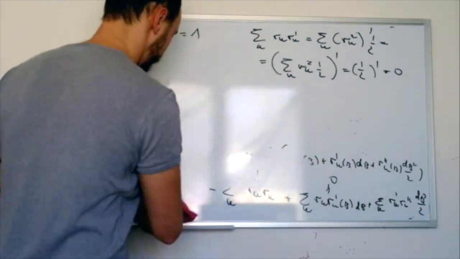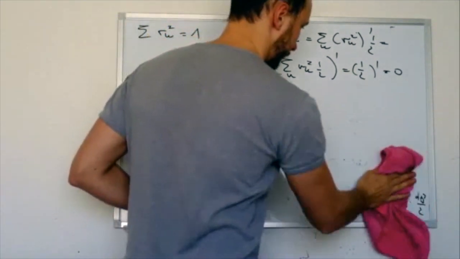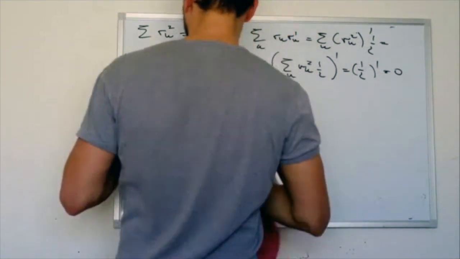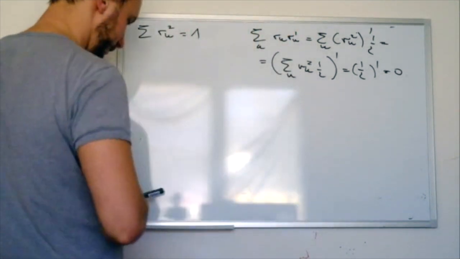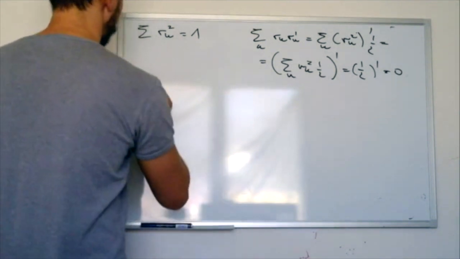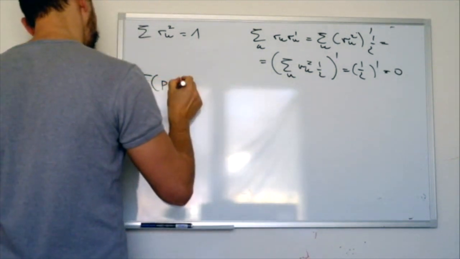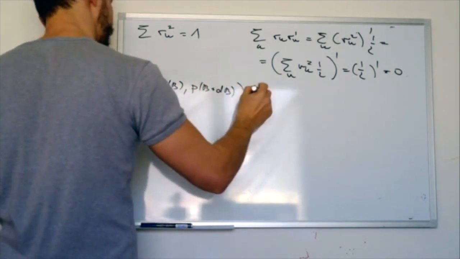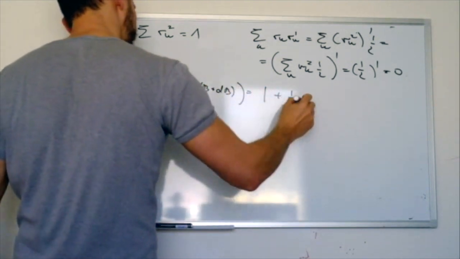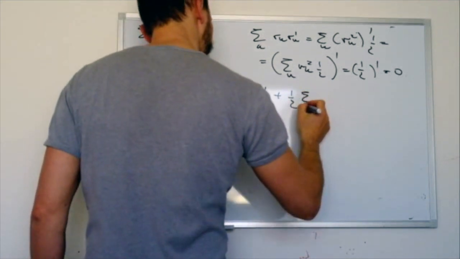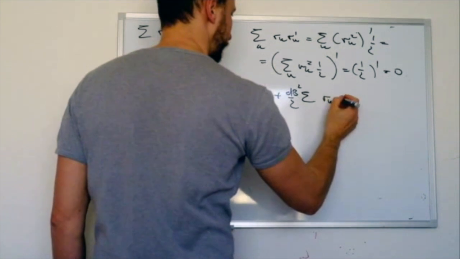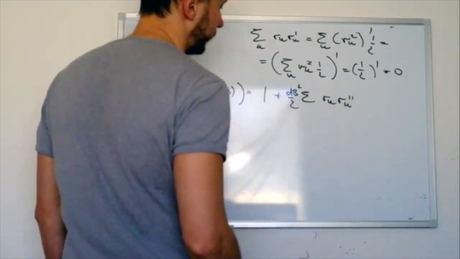Very good. So in other words, now we get the fidelity of the probability distribution P of B and the probability distribution of B plus dB. This is equal to 1 plus 1/2 dB squared times the sum over k of rk double prime.